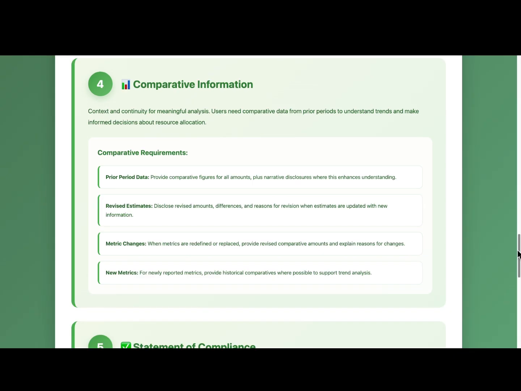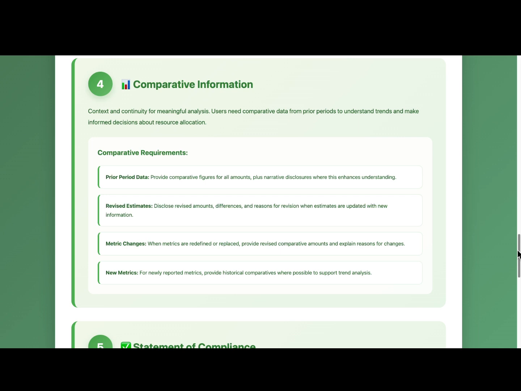Let's look at comparative information. How do we present that? Comparative information is useful because it provides context continuity for meaningful analysis. The user needs comparative data from prior periods to understand trends and make informed decisions about resource allocation. What are some of the requirements for comparative information?